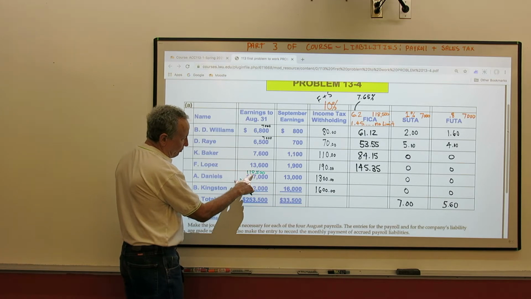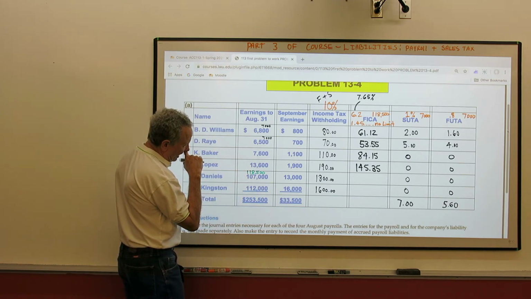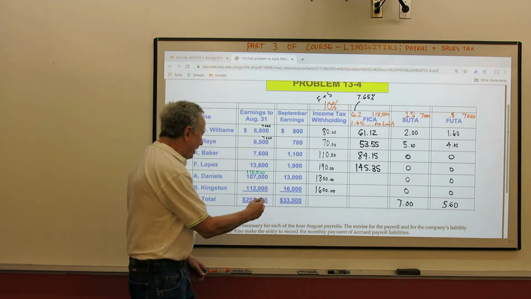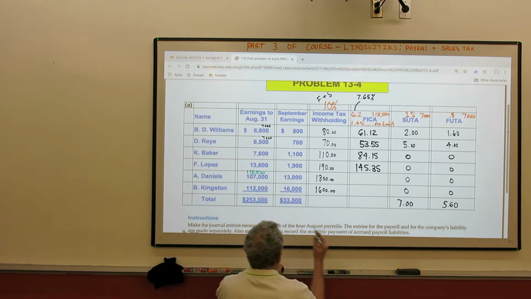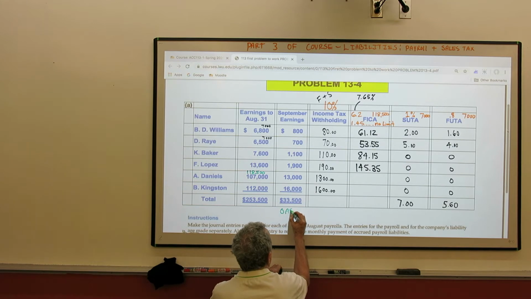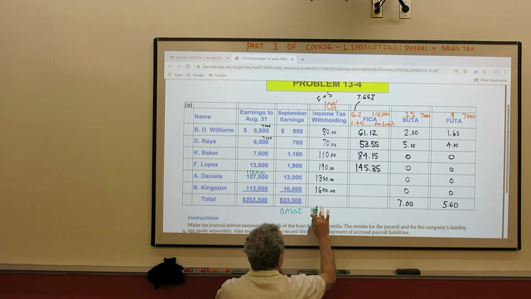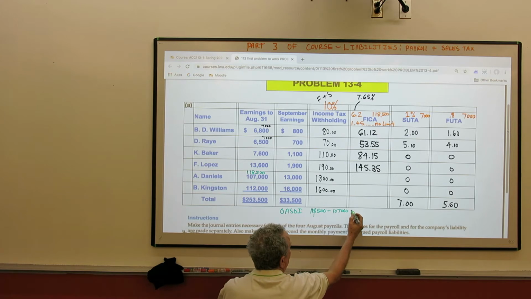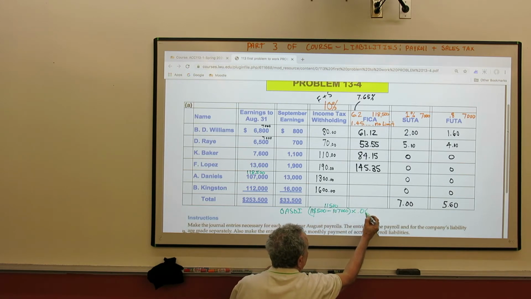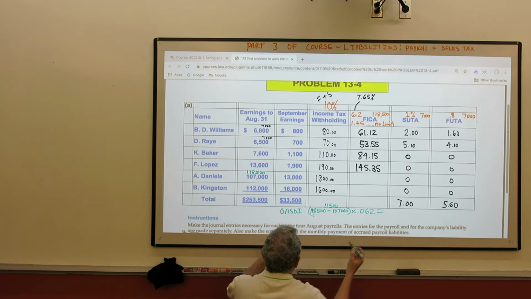So take 107 from 118,500, and you're going to get, I believe, 11,500. And let me write that down here. Let's do it this way. Let's say, all right, OASDI for, again, Daniels will be, let's take 118,500 is the max, minus, he's already made 107,000, so his exposure is going to be, if you take that, that's 11,500, and we're going to take that times 0.062. That'll give us the OASDI.